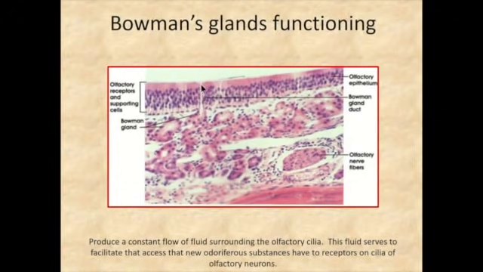Okay, and then I liked this picture that I saw online where it showed a duct from a Bowman's gland coming through the epithelial sheet, and so the fluid that is made in these glands can go right on top of the epithelial sheet. And so that constant flow is really important for maintaining the patency or activity of the chemoreceptors.